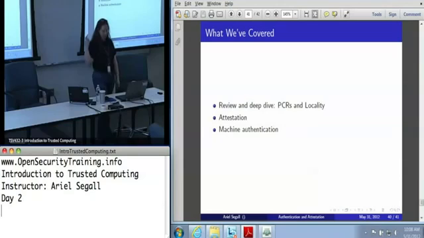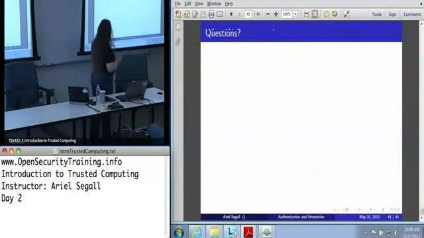So we talked about PCRs, locality, we talked about attestation, and we've now talked about machine authentication. So that's one big fire hose here. Does anyone have any questions?